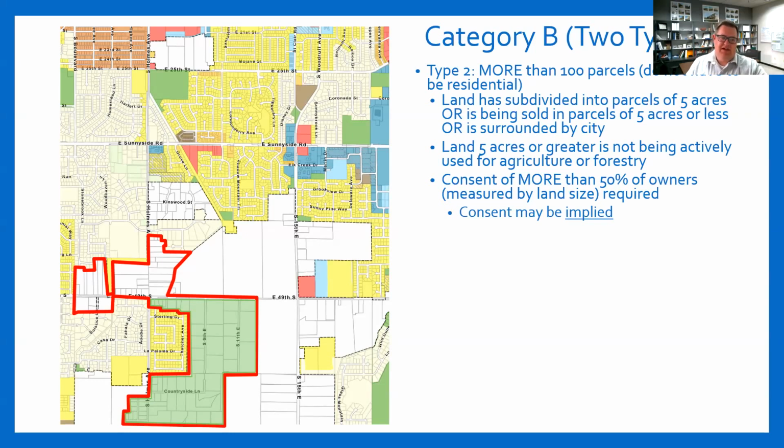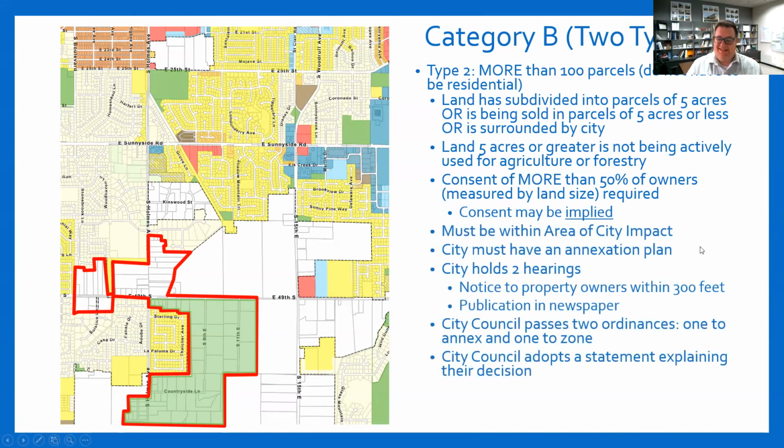So if you can see in that lower left-hand slide, I've outlined some sections in green. So for the sake of this example, if we assumed that those parcels in green were receiving, let's just say, sewer, the state says they have consented to be part of the city. They have consented to annexation. And so the city can proceed with this category B if more than 50% of those landowners have consented, whether explicitly or implicitly through the receipt of a city service.